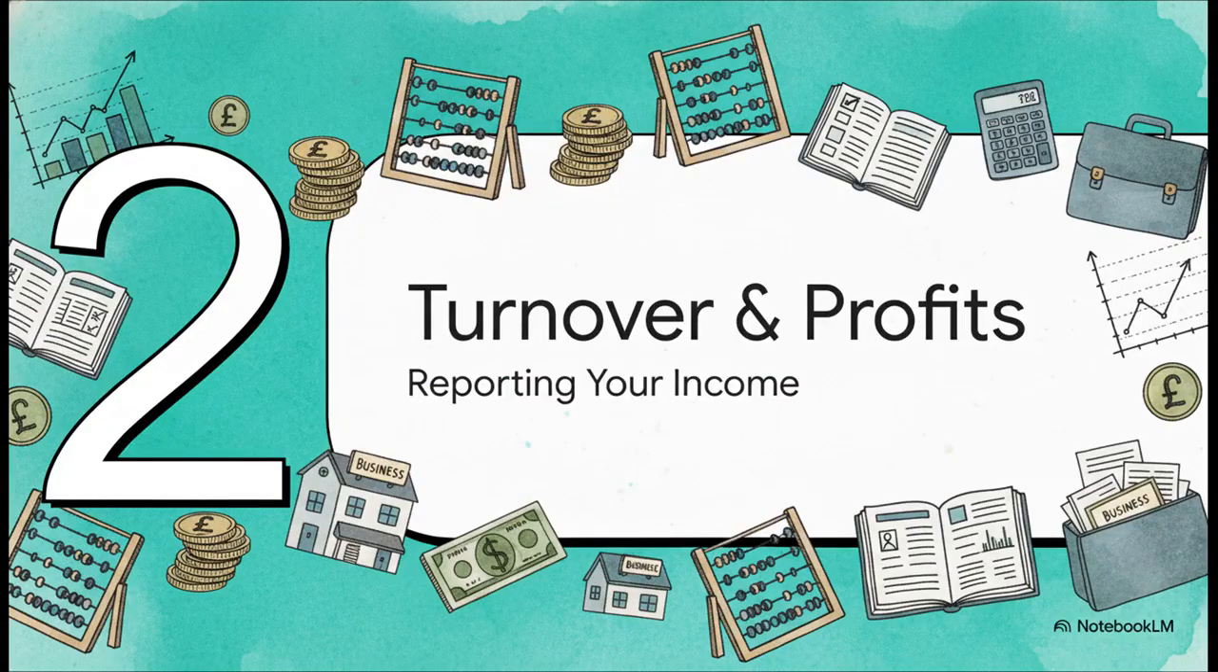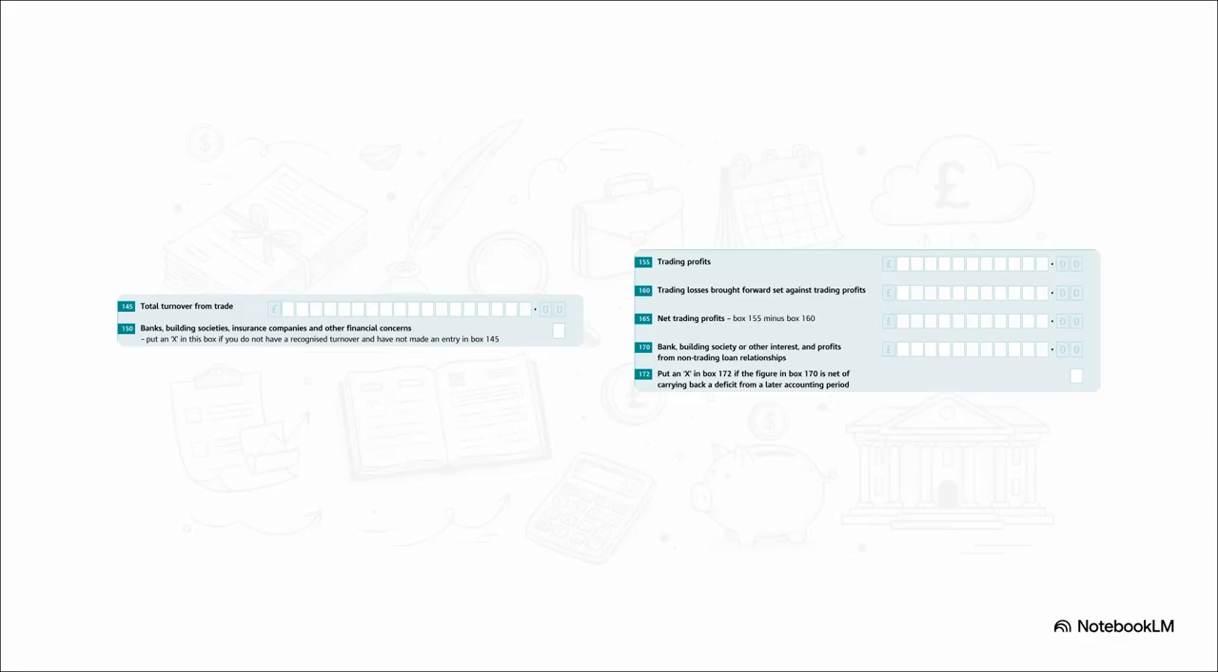All right, moving on to step 2, reporting turnover and profits. This is where your financial records really become the star of the show. You'll kick things off by dropping your total trade turnover right into box 145. From there, you'll use the section just below to figure out your actual trading profits. Think of this as the jumping-off point for your entire main business income calculation.